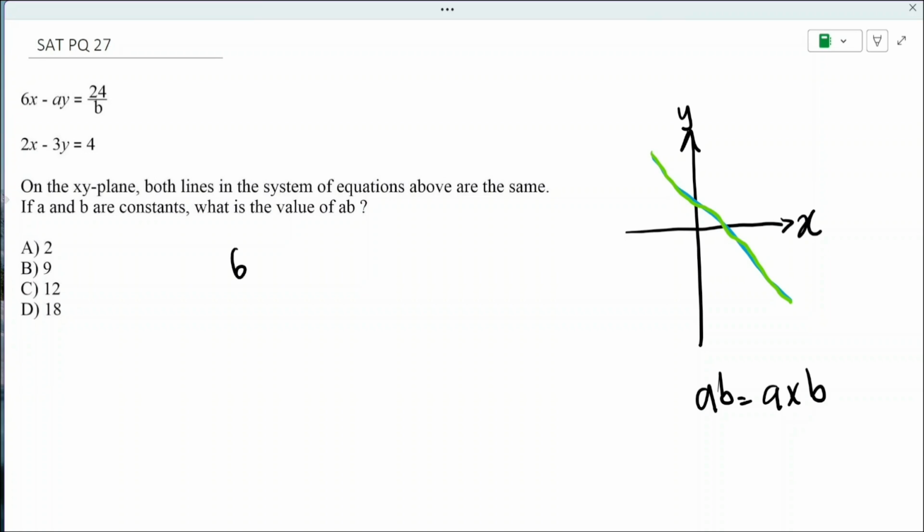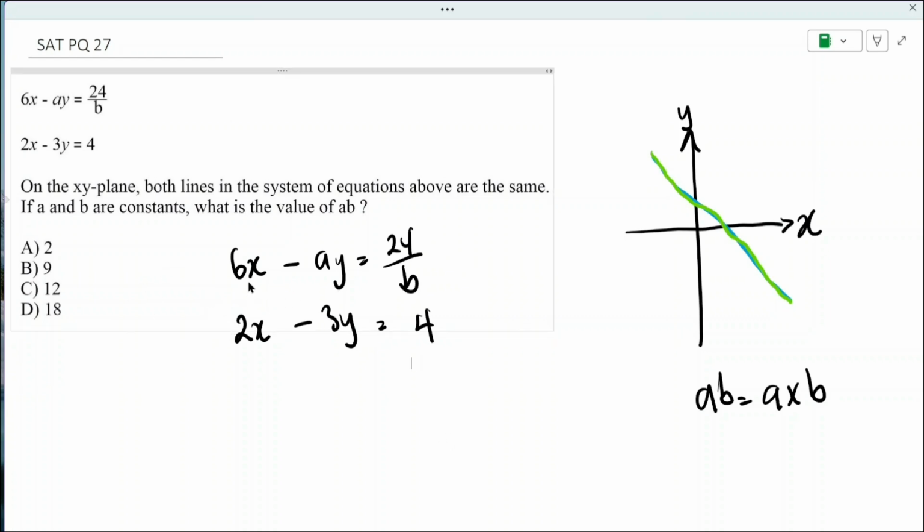You have the first equation as 6x minus ay equals 24 over b. The second as 2x minus 3y equals 4. The shortcut method is that you compare the coefficients of a particular value you have in equation 1 and that in equation 2. Here we have the coefficient of x as 6, and in equation 2, the coefficient of x as 2. The coefficient of y in equation 1 is a, and in equation 2 it is 3. And the constant in equation 1 is 24 over b, and that in equation 2 is 4.